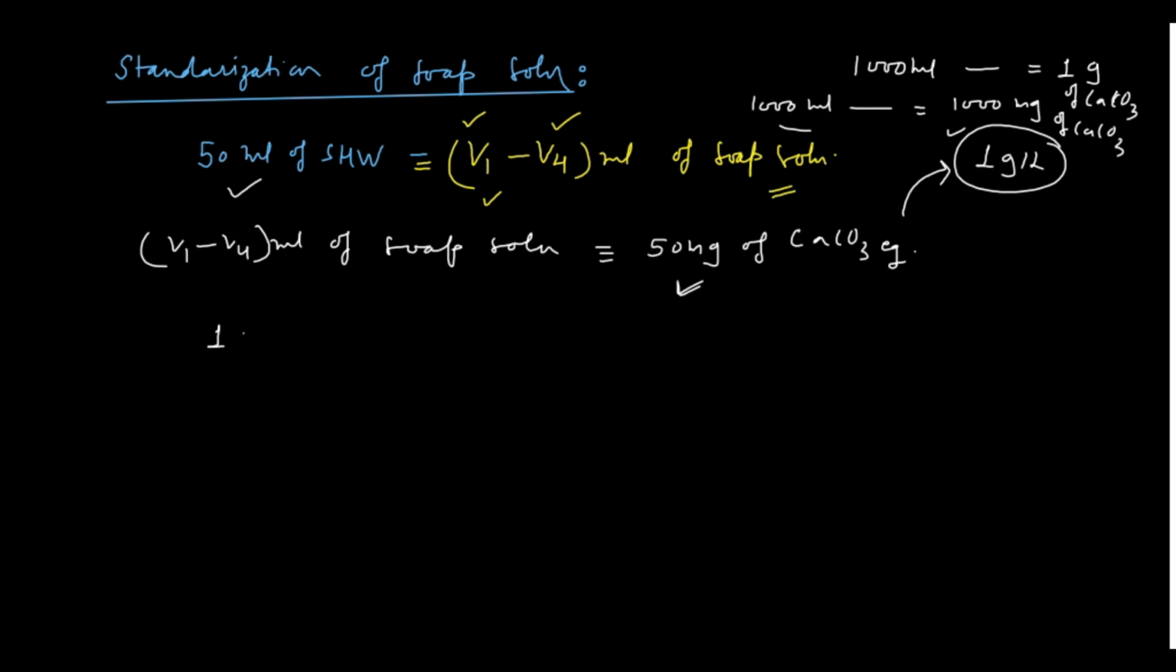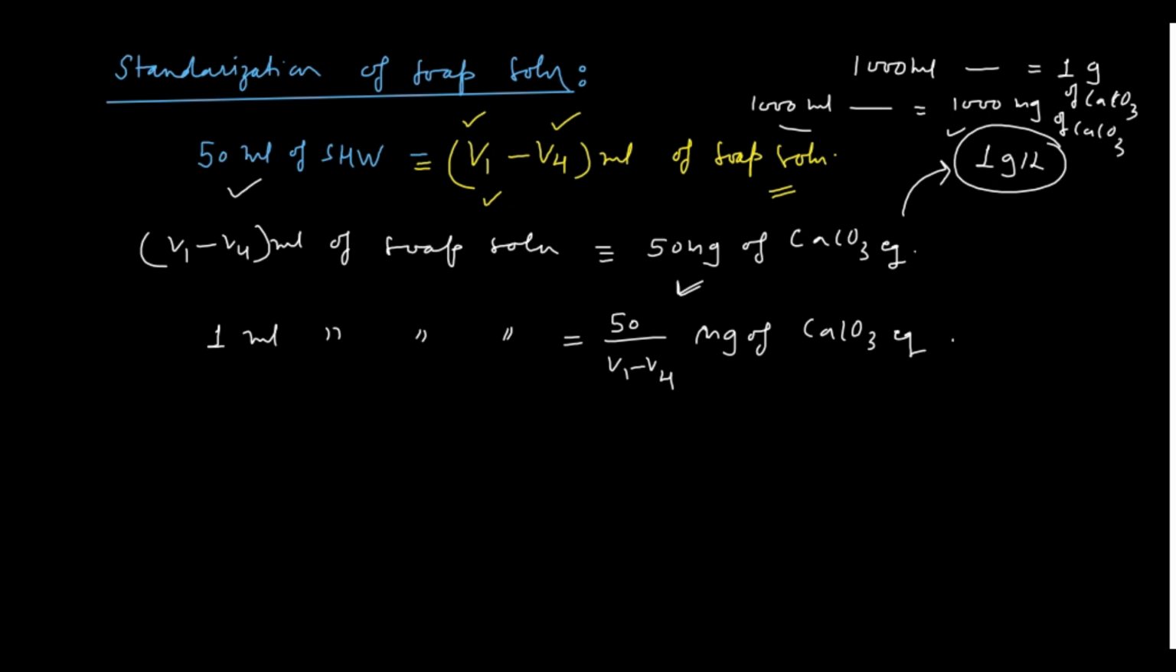For 1 ml of soap solution, this is actually 50 divided by V1 minus V4 milligram of CaCO3 equivalent. Okay, 50 milligram of CaCO3 equivalent. So this is the first method actually, right?